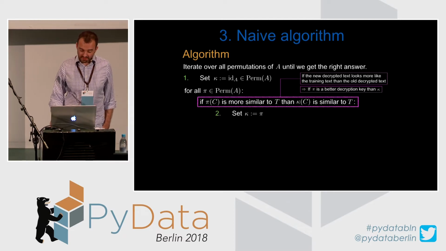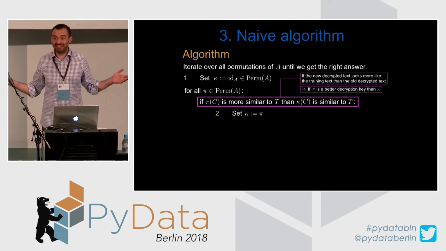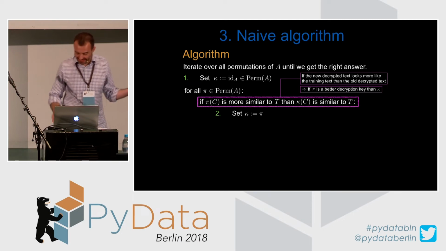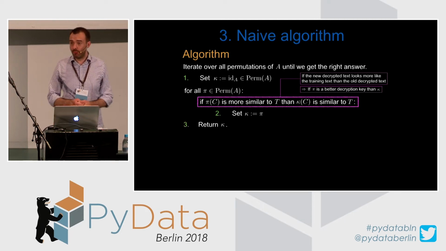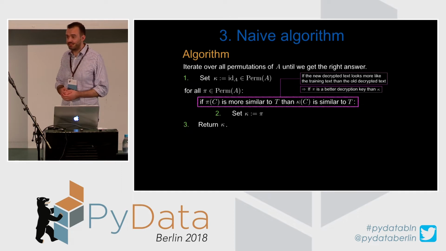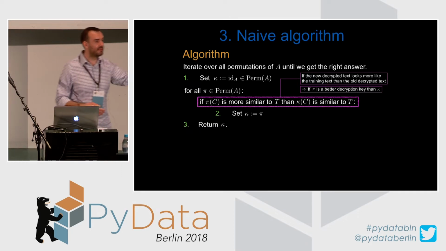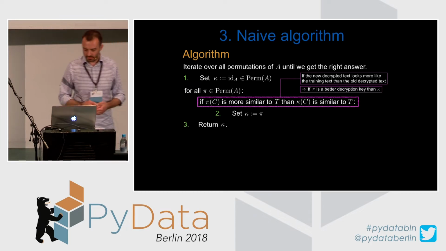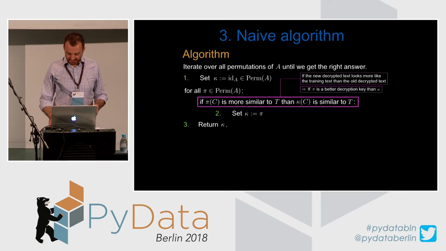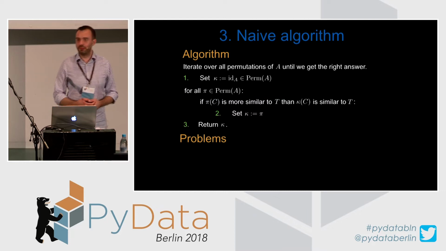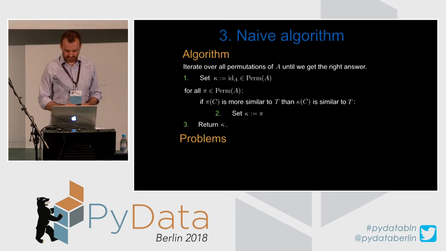Okay, well, if so, what do I do? I update the key. Pi is better than K, so let's make K equal to pi. And once I've iterated over all the permutations in the alphabet, I'm going to return this key K, which has presumably been updated a few times along the way. All right, so that's my first effort, but there are a few problems with it, two to be precise.